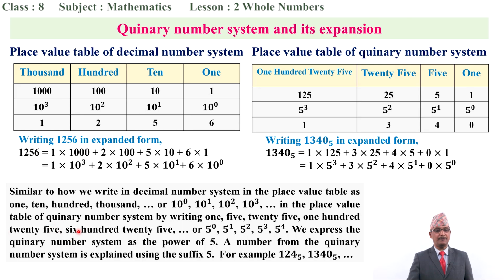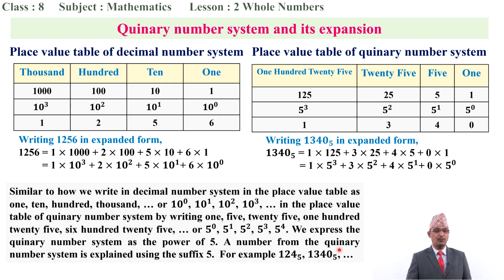Similarly, 125 5s are 625, or in the form of power, 1 can be written as 5 to the power 0, 5 can be written as 5 to the power 1, 25 can be written as 5 square. Similarly, 125 can be written as 5 cube, and 625 can be written as 5 to the power 4. So we express the quinary number system as a power of 5. We express the decimal number system in the power of 10. Similarly, we express the binary number system in the power of 2.